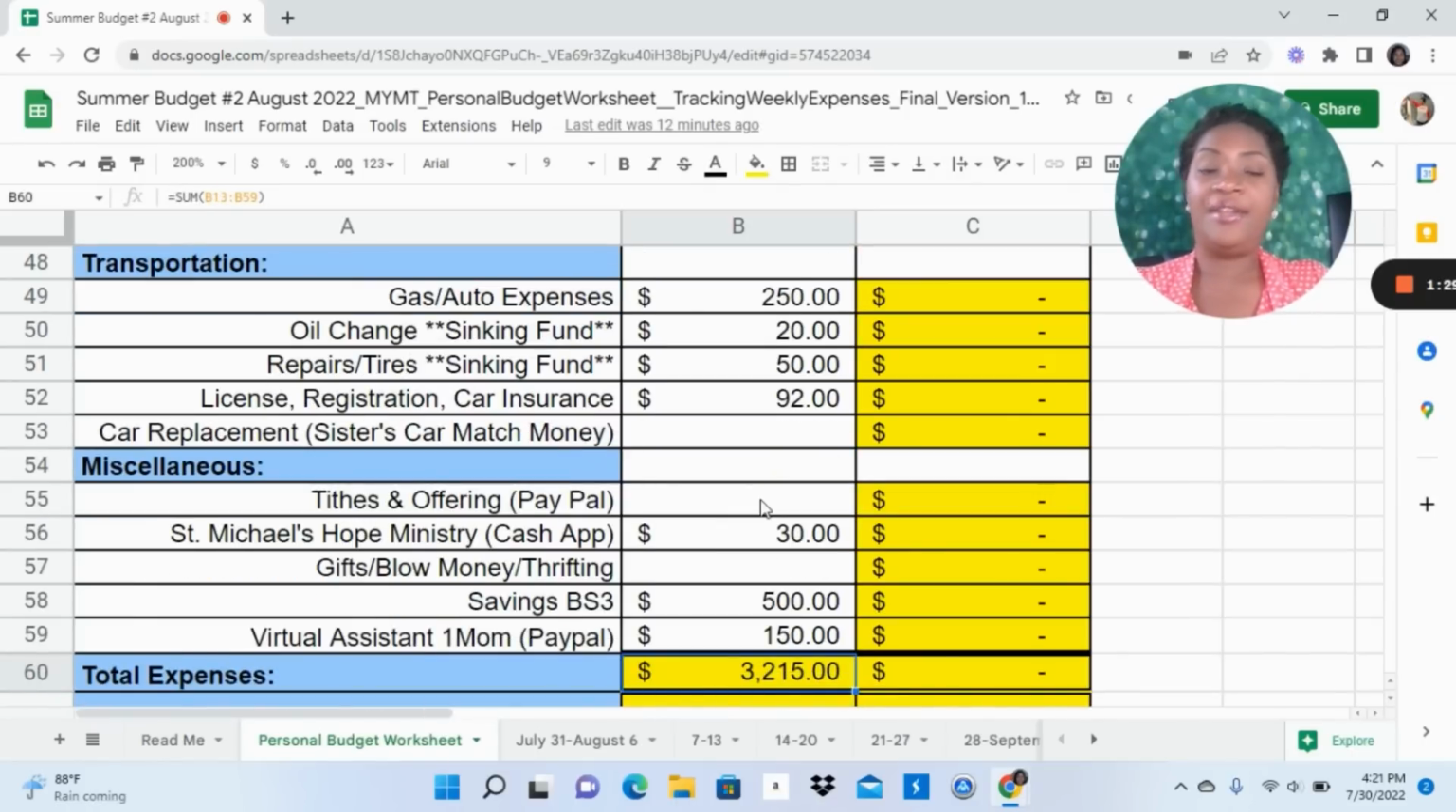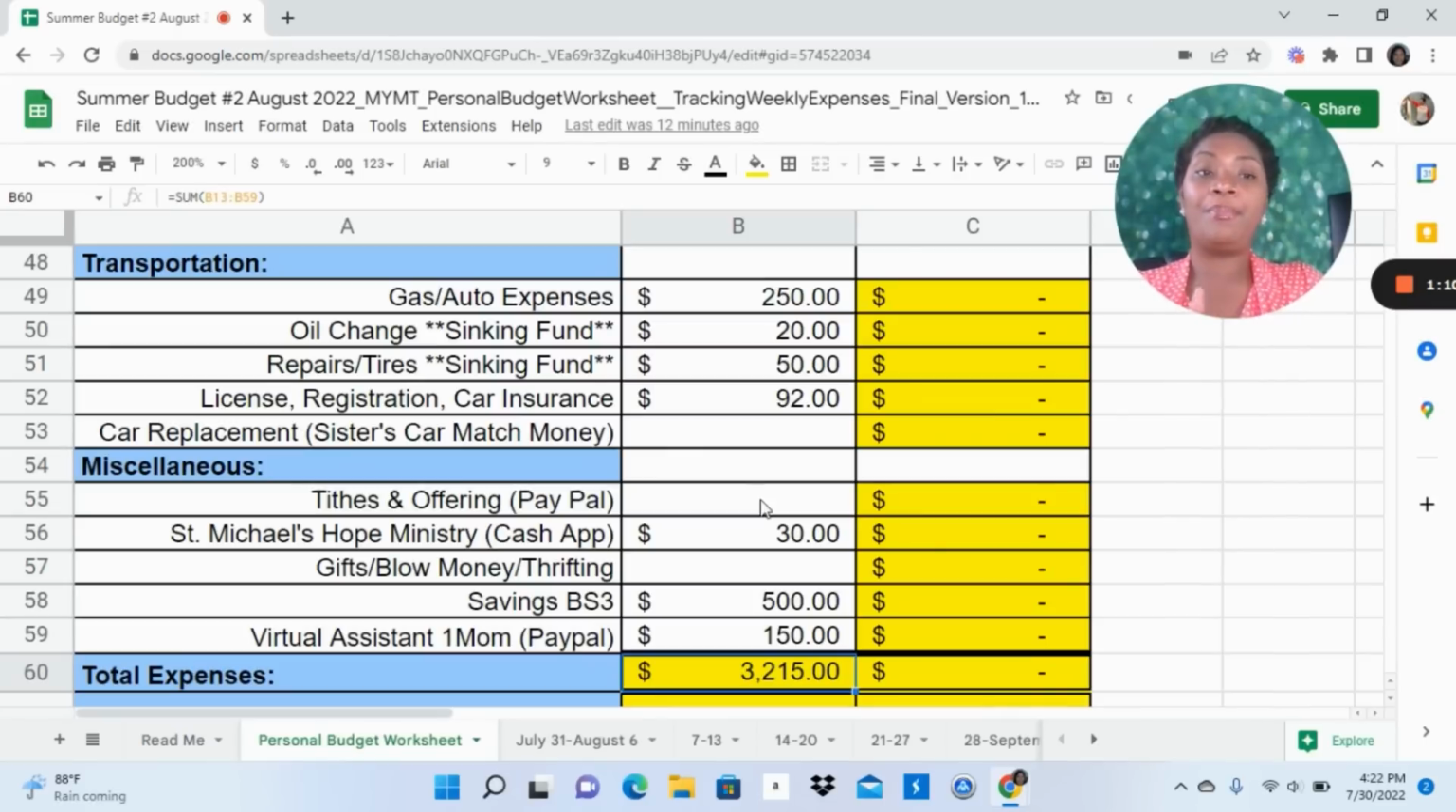Moving down, tithe. I don't pay tithe in the summer. I tithe off my entire income in 10 months, unless it is child support or One Mom revenue. I then tithe off of that. St. Michael's Hope, $30. I'm going to St. Michael's next week, so I'm going to pay that.